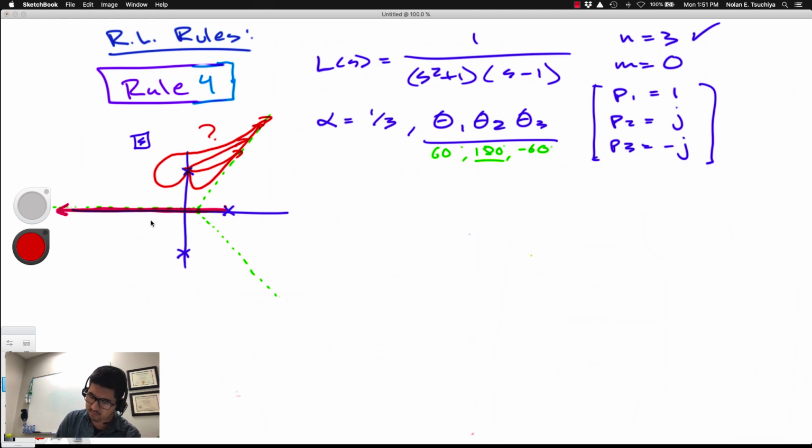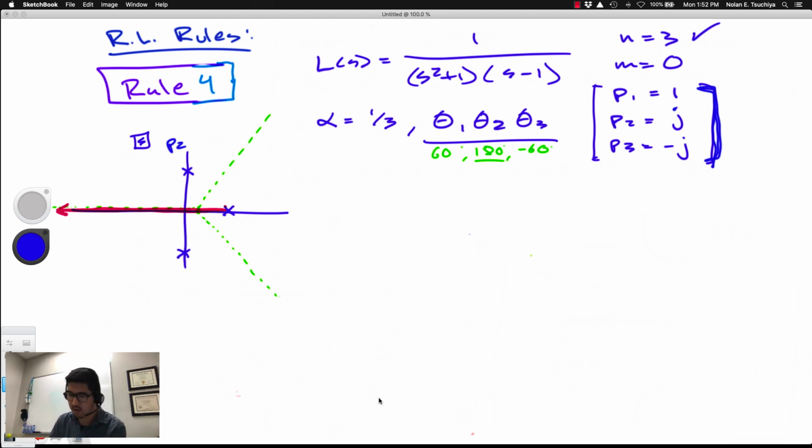So that's the question. And in order to answer that question, I need to compute the departure angle at this particular pole. Okay, so it's very important to keep the labels of your poles in agreement with how you plot them on the S-plane. So I called the pole at positive j P2. So that's P2 right there, which means in my equation, what I'm trying to solve for is phi2. So in other words, k in my equation for Rule 4 is going to be 2.